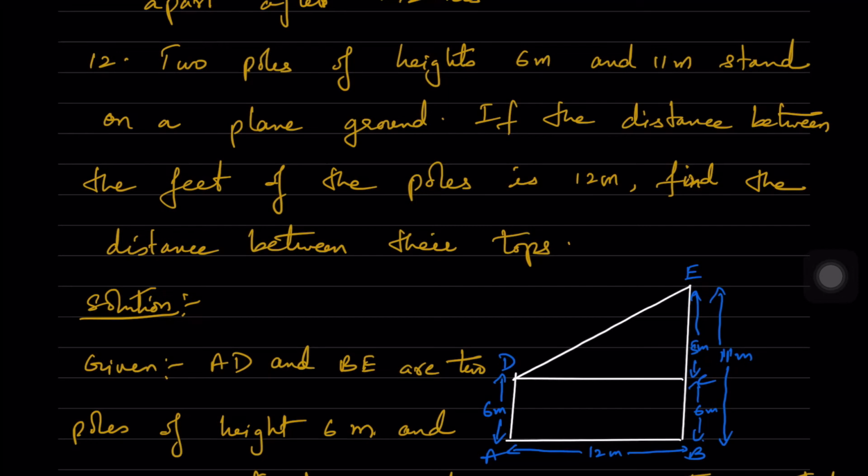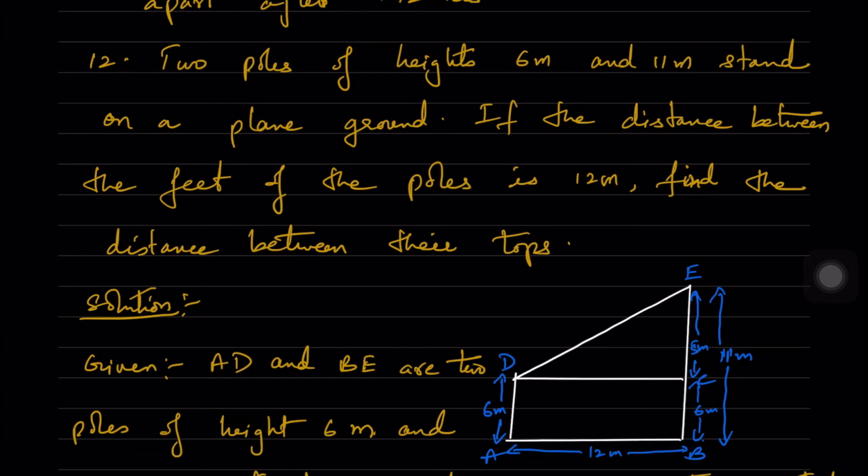Find the distance between their tops. So now here you can see from the figure that one pole is 6 meters and the other pole is 11 meters. You can draw a line parallel to the base, which is AB. The distance between the two poles is 12 meters. Therefore the distance between BC and AD is equal because they both are parallel. So this is 6, which means 11 minus 6 will give you 5 meters.